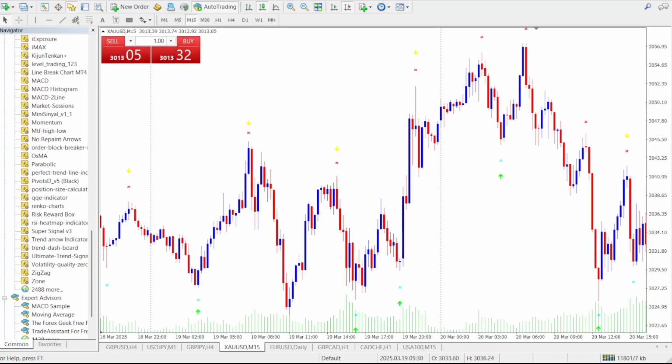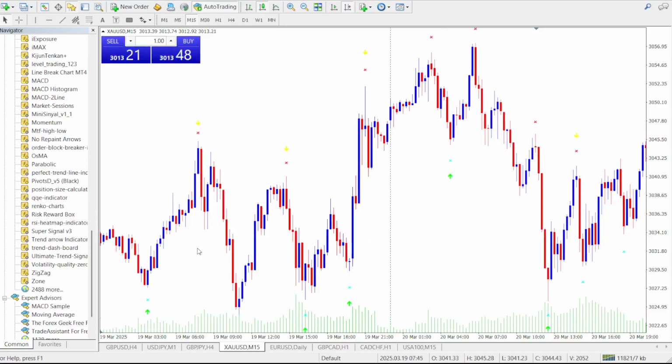Now, why is this indicator so useful? One is the visual trade signals. There is no need for complicated analysis. The indicator is also great for trend reversals, because it helps traders to catch market shifts early.